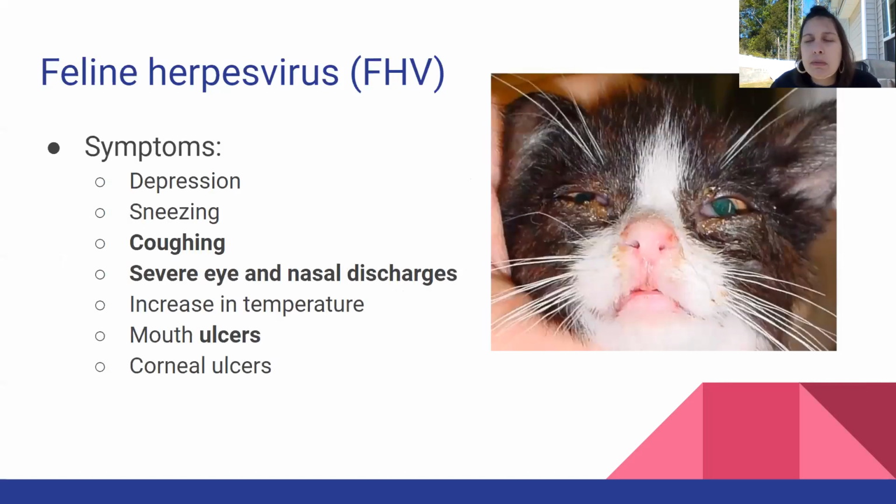You're going to see all the same symptoms that you're going to see with any other respiratory disease, though. You're going to see sneezing, coughing, eye and nasal discharge. You can also end up seeing some ulcers, which is going to be a little bit different than what we're expecting. But because it's a DNA virus, it is attacking more than just their respiratory system. So you can see it on their mouth, you'll see it on their corneas or their eyes. It's not a very pretty disease.